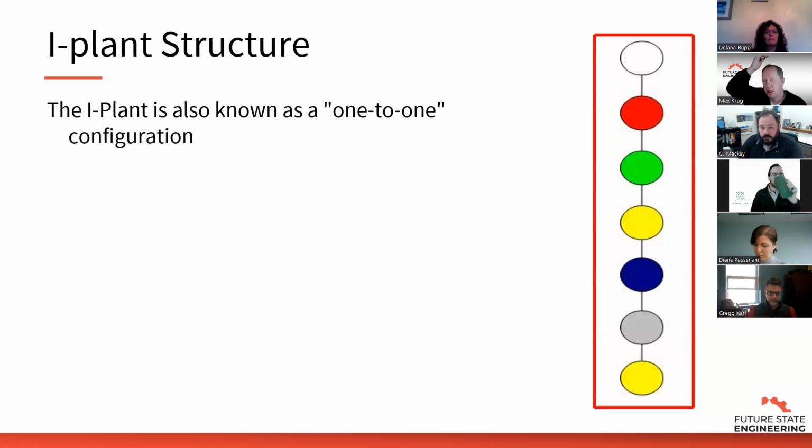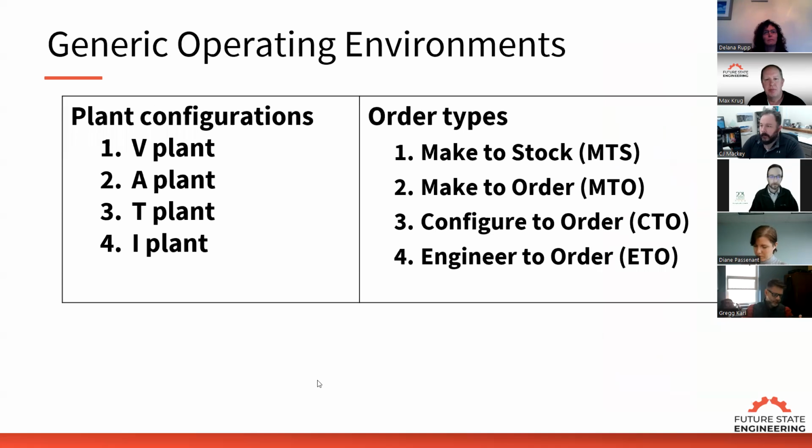So all companies fit into one of those four plant structure types. What I came up with was these four plant configurations, V, A, T, and I, and then I have different order types. So I've got make to stock, make to order, configure to order, or engineer to order.